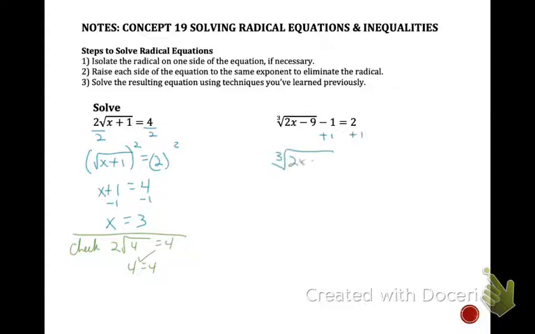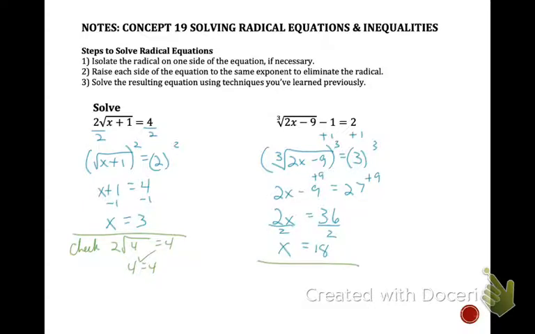Now the next one, we're going to add the 1 and get the cube root of 2x minus 9 equals 3. Now to undo that radical, we need to raise it to the third power since it's a third root. So we get 2x minus 9 equals 27. Let's add 9 to both sides. So 2x equals 36, and then divide by 2. So x equals 18 potentially.